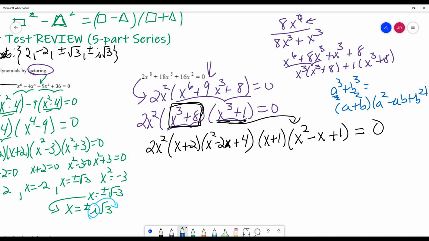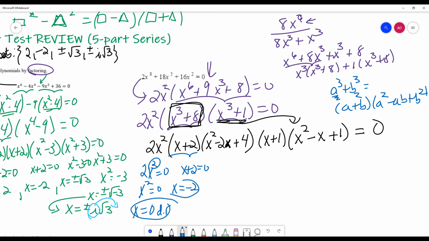Okay, let's kick this thing out. Woo, I'm running out of breath. Check 2x squared is equal to 0, right? So x squared is equal to 0. That means x is actually equal to 0 as a double root. We talked about that in class. A double root is when something happens twice. Then we have x plus 2. Well, x plus 2 is equal to 0. Gives me x equal to negative 2. So far I have 2 roots here, 1 root here.